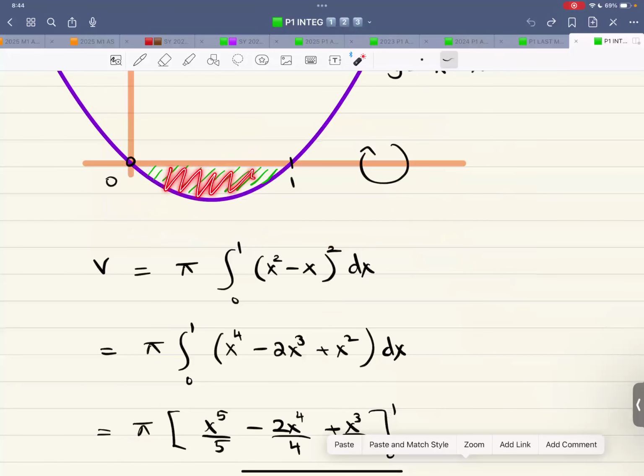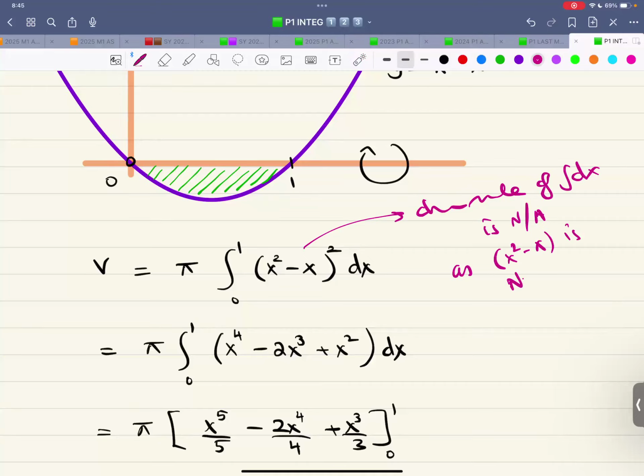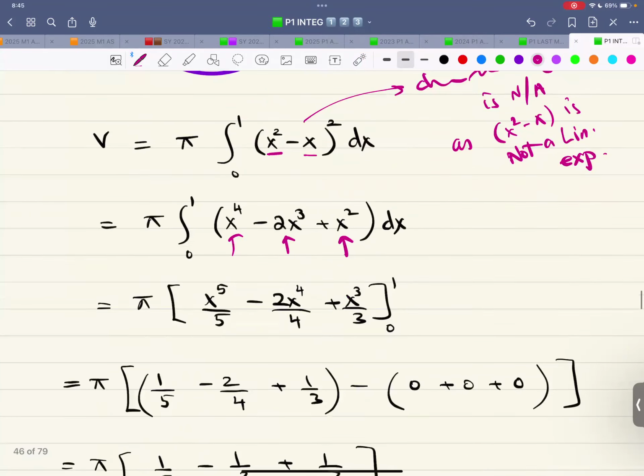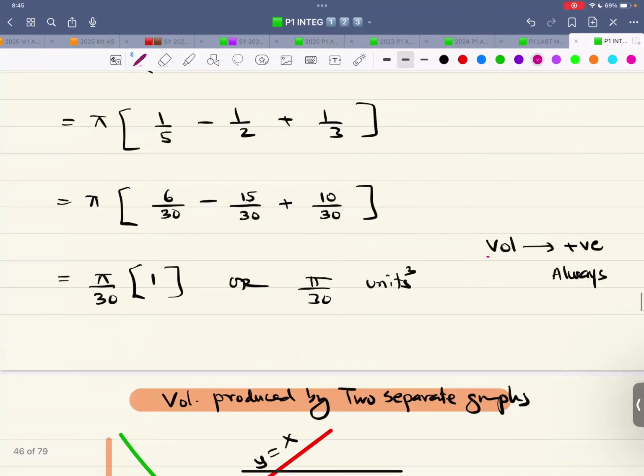The same question that we used for area, now we are using for volume. First, you have to square. Chain rule is not applicable. So over here, chain rule of integration is not applicable as x squared minus x is not a linear expression. As simple as this. So this is A, this is B, this is A squared minus 2AB plus B squared, and then integrate each individually and then plug in the limits. Volume will always come out to be positive.